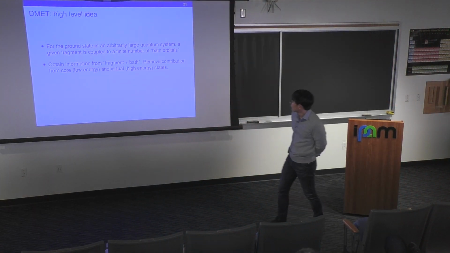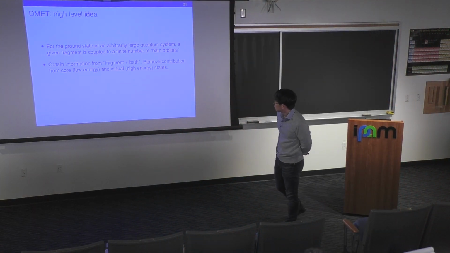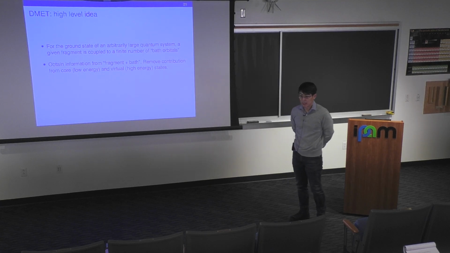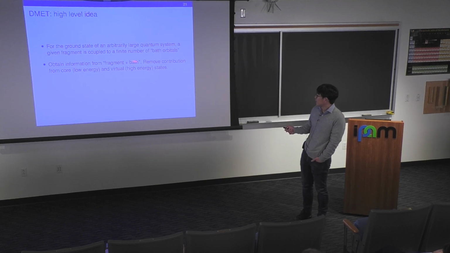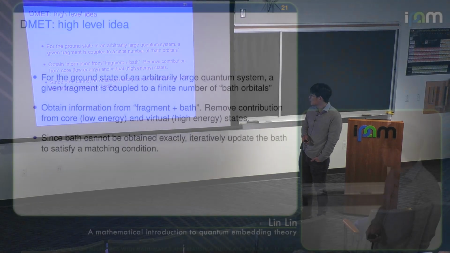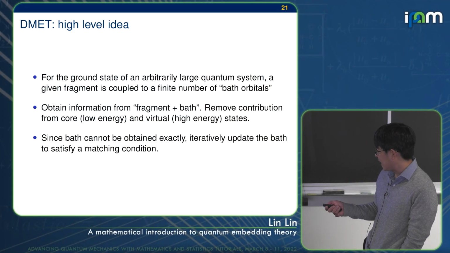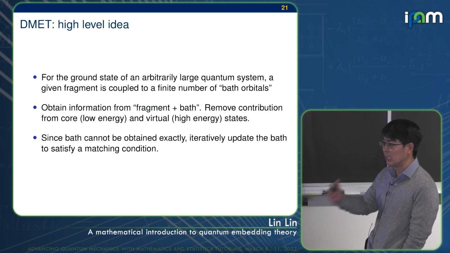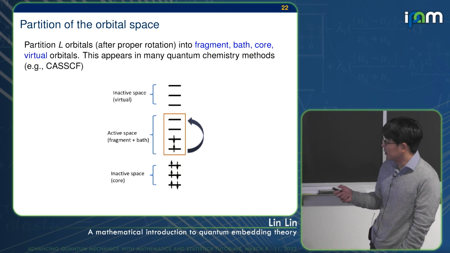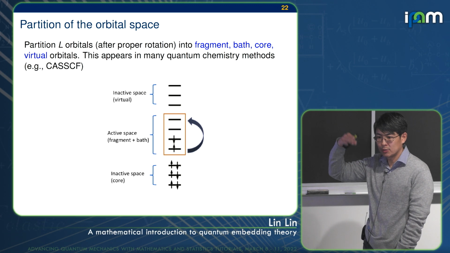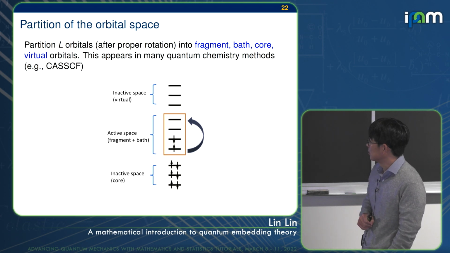Okay. Two is that you try to obtain some information from this fragment plus Bethe, called the impurity. And well, you remove some information from the low energy and high energy part. That's also what we saw from Dominica's talk. Three is this Bethe cannot be obtained exactly, but you can iteratively update those. So let me first explain the high-level idea of so-called partitioning of the orbital space.